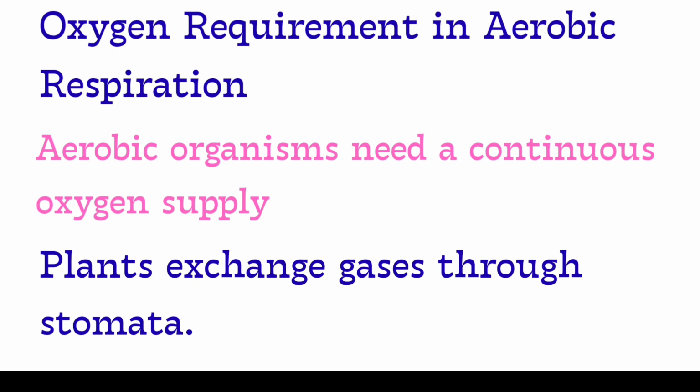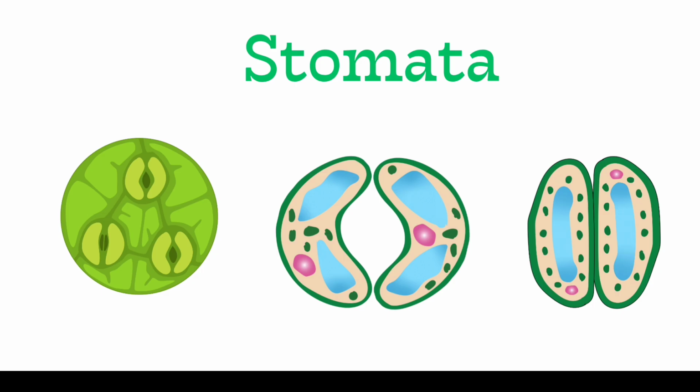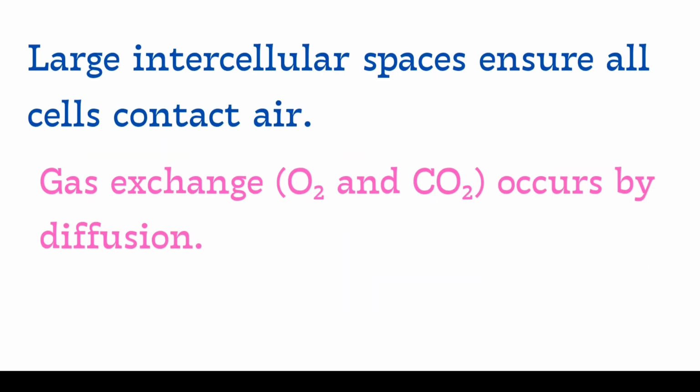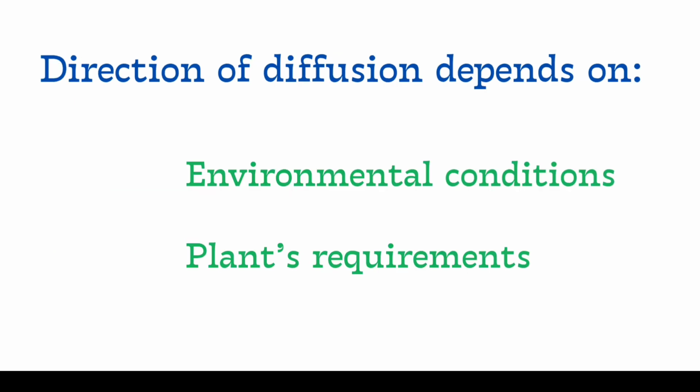Since aerobic respiration depends on oxygen, organisms must ensure that there is always enough oxygen available. In plants, gas exchange takes place through small openings called stomata, and large intercellular spaces make sure that air reaches every cell. Here, oxygen and carbon dioxide move in and out by diffusion, and the direction of this movement changes depending on environmental conditions and the needs of the plant.